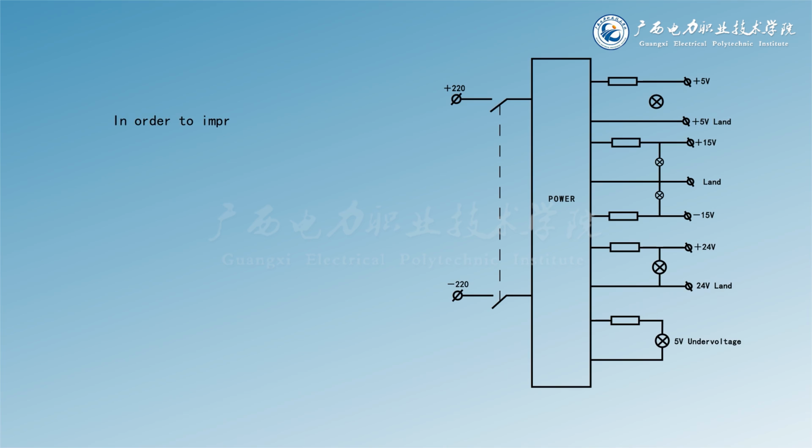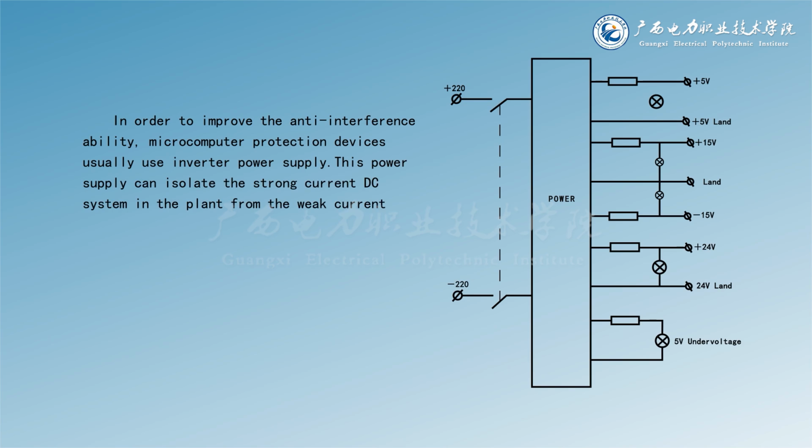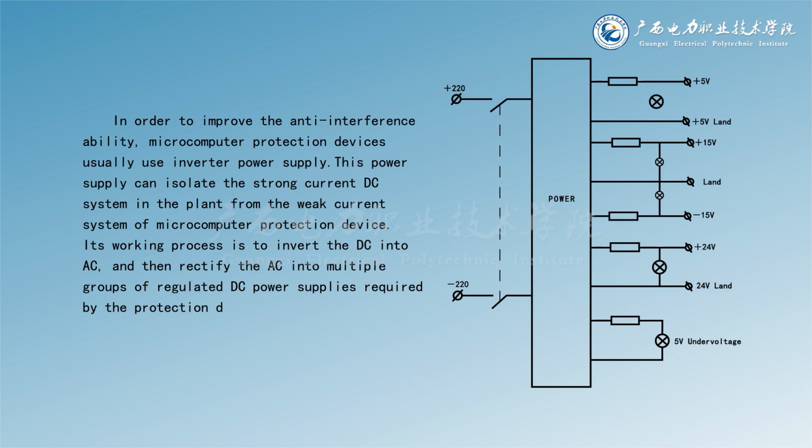In order to improve the anti-interference ability, microcomputer protection devices usually use an inverter power supply. This power supply can isolate the strong current DC system in the plant from the weak current system of the microcomputer protection device. Its working process is to invert the DC into AC, and then rectify the AC into multiple groups of regulated DC power supplies required by the protection device, such as 5 volts, plus or minus 15 volts, and 24 volts.